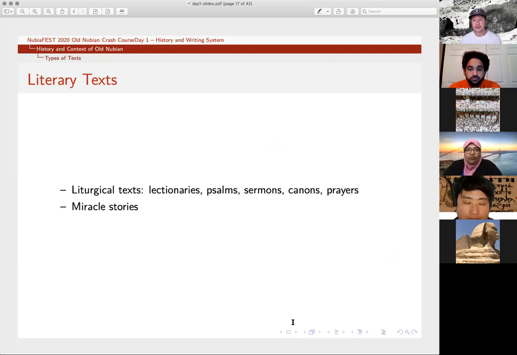So what type of material do we have in Old Nubian? So you already saw, I selected a few different types of texts in the previous slides. But basically, the material can be divided into two distinct parts: literary texts and documentary texts. With literary texts, we talk about texts that are used within a Christian context. So for example, lectionaries, psalms, sermons, canons, and prayers. So these are used within a church or monastic context. Another thing that maybe had a little bit of a wider spread were so-called miracle stories, like the story of Saint Mina. It makes sense that these stories had a much wider circulation than only inside religious contexts, because they are an attempt also to popularize Christianity.